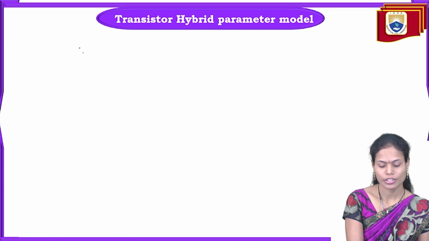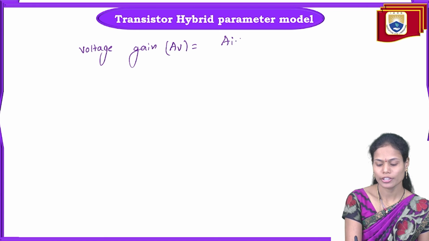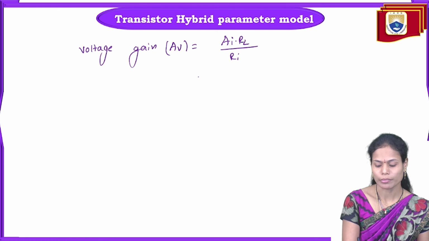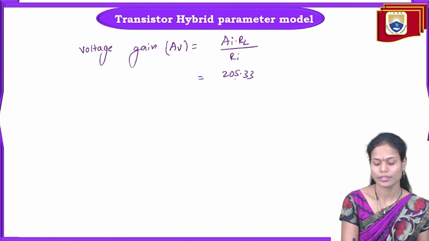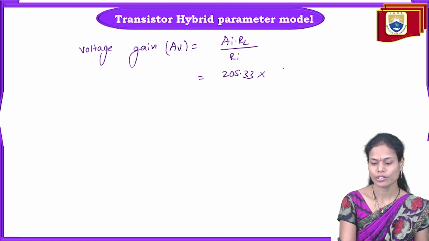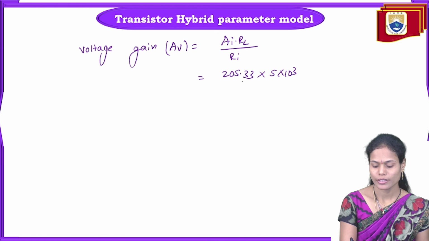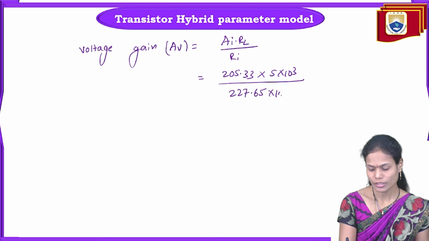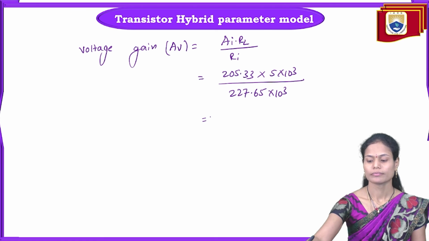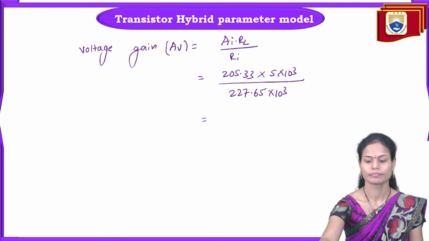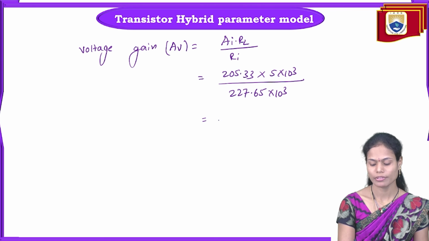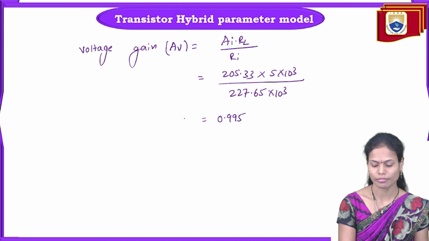And the next parameter we need to calculate here is voltage gain AV, that is equal to current gain into load resistance by input impedance. So the current gain we have calculated here is 205.33 and the load resistance value is 5 kilo ohms and the input impedance is 227.65 kilo ohms. So after simplification, we will get this value as 0.995.